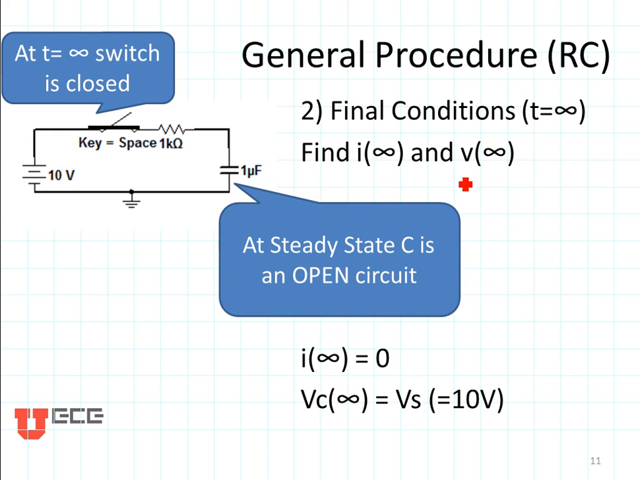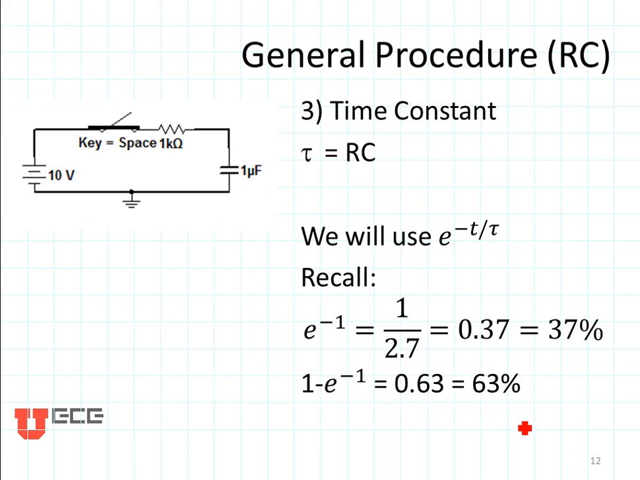The next thing that we're going to do is find the conditions at time t equal infinity when the capacitor is fully charged up. In that case, the capacitor acts like an open circuit. The current is now 0, and the voltage goes to the original voltage source, or 10 volts in this case. The next thing that we do is evaluate the time constant. For a circuit like this, the time constant is RC.